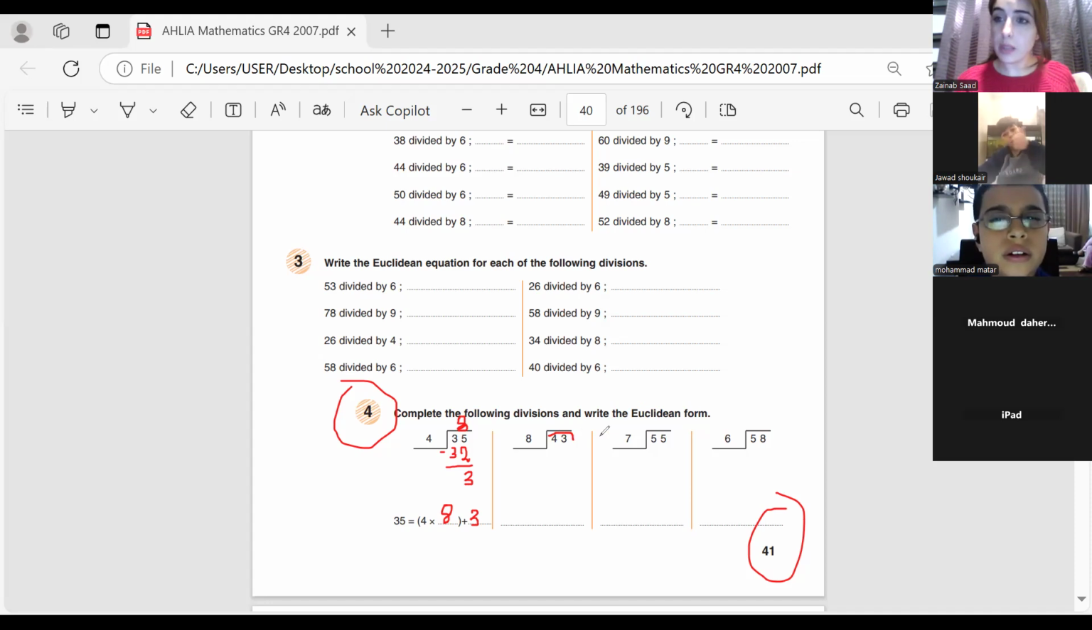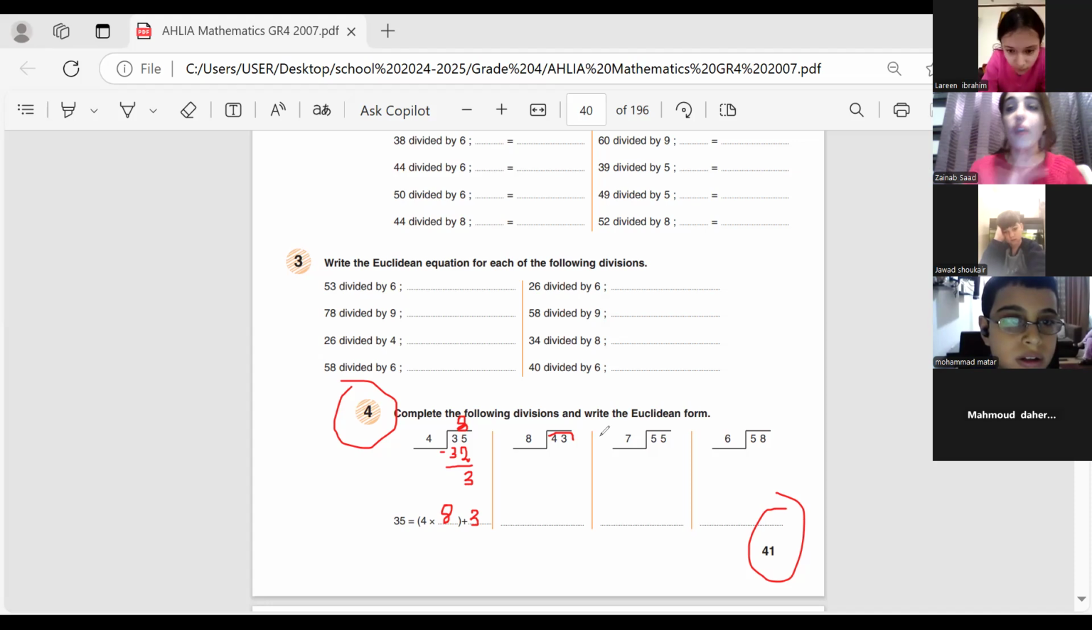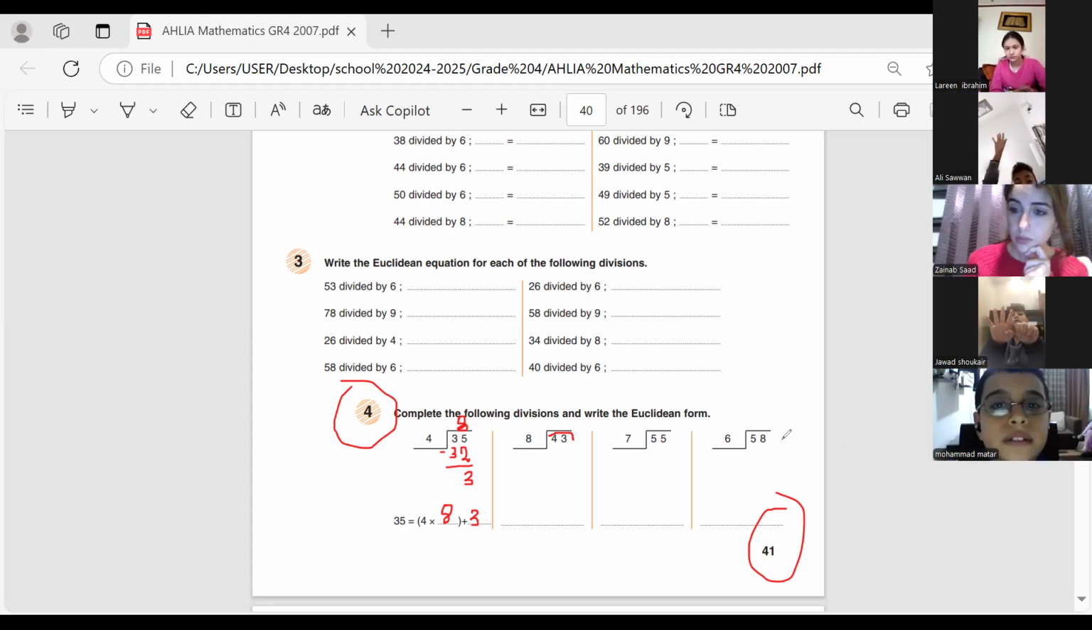Did you revise the multiplication table? Muhammad, everyone in grade 4, you have to revise the multiplication. I don't want to see anyone not knowing the multiplication. Everyone should know the multiplication. Now we have reached division. You should know the multiplication. Muhammad, 8 times 5, how much? 50?